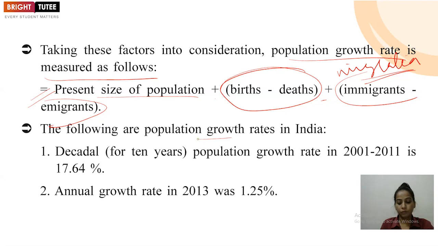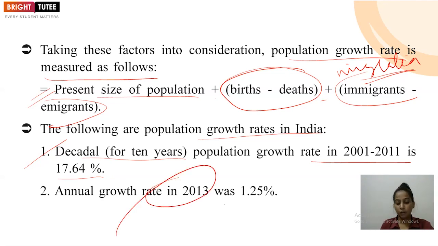Now following our population growth rates in India. In India, for 10-year decades, population growth between 2001 and 2011 is 17.64%. Annual growth rate, if we talk about, in 2013 was 1.25%.